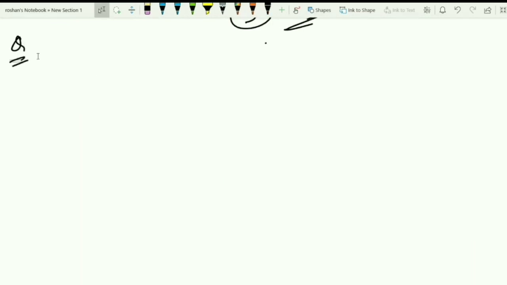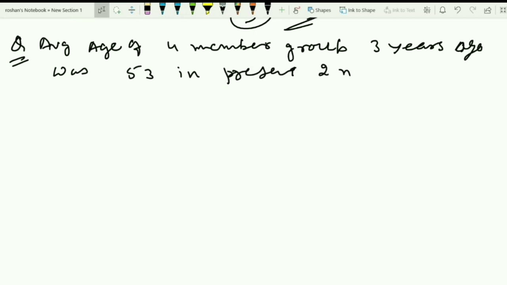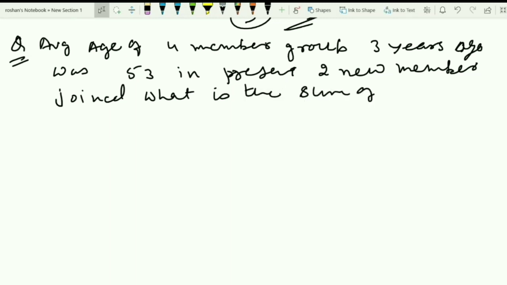I'll give you one homework, every one of you. Please do this question when we'll meet for the next session. We'll be discussing this one. All of you write down this question. Question is a similar kind of thing. Average age of a 4-member group, let's say 3 years ago, was 53. In present, two new members joined. What is the sum of the ages of those members?